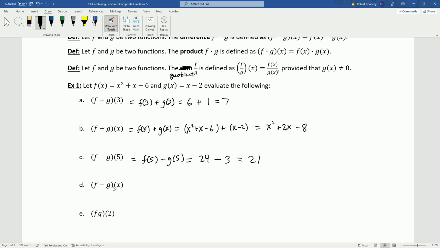Okay, so now let's find f minus g of x. That's x squared plus x minus 6 minus x minus 2. So the key thing here is this negative has to distribute here. So this is x squared plus x minus 6 minus x plus 2. That gives us x squared, and then plus x and minus x cancels. And then we have a negative 6 plus 2, that's negative 4.